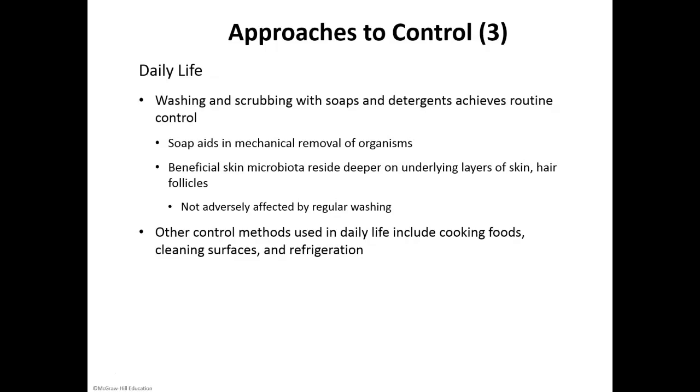At home, one of the most common mechanisms for controlling microbial growth is just washing and scrubbing. So we use soap or detergent to control microbial growth. Think about your dishes. We use soap and water. Our laundry, we use detergent. Our hands, we're constantly washing our hands, soap and water. So what soap does, and I love it, it helps in aiding the mechanical removal of organisms.